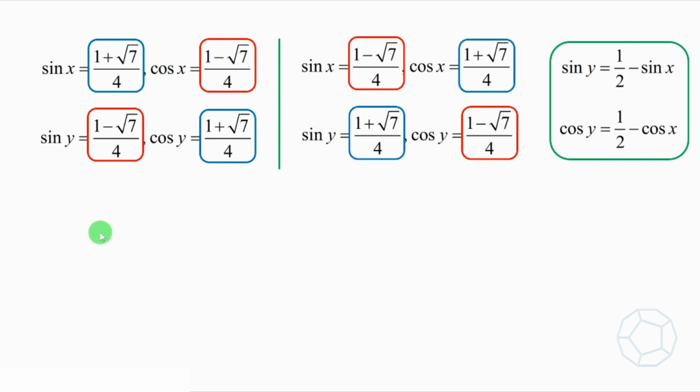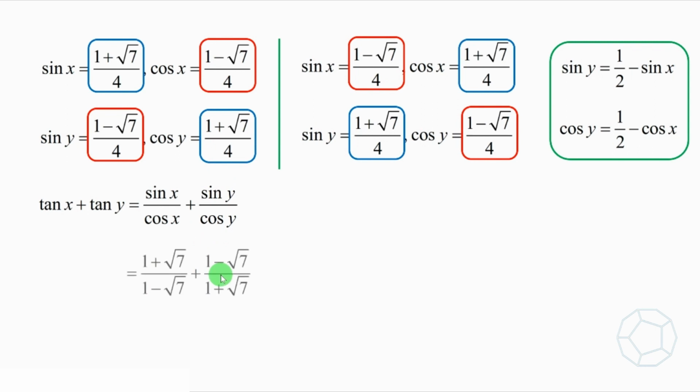Now everything is ready. We can find the value of the sum of tangents. Let's write tangent x as sine x over cosine x, and the same for tangent y. For the first set of solutions, it is 1 plus square root of 7 over 1 minus square root of 7, plus 1 minus square root of 7 over 1 plus square root of 7.